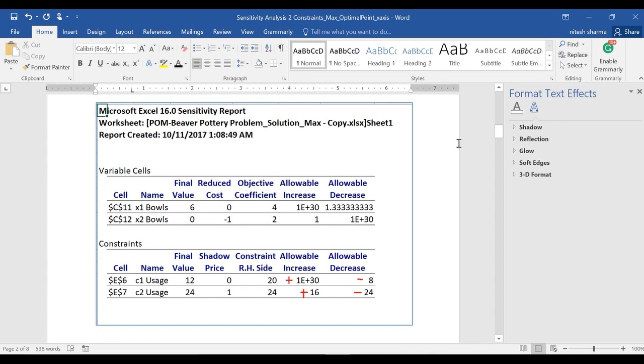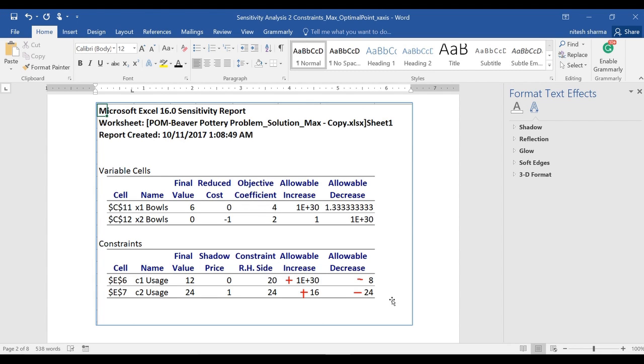I have also solved the problem in Excel Solver and I have pasted the sensitivity report over here, where the Solver gave me the answer that for C1 the allowable increase is 10 raised to the power 30. That is nothing but we can treat it as infinity, and the allowable decrease is 8. So my upper limit will be 20 plus infinity, which can be considered infinity, and the lower limit will be 20 minus 8, that is 12. Similarly for constraint 2, the upper limit will be 24 plus 16, that is 40, and the lower limit will be 24 minus 24, that is 0. So I already know the answers.